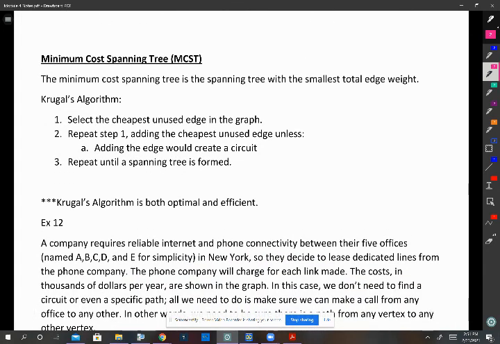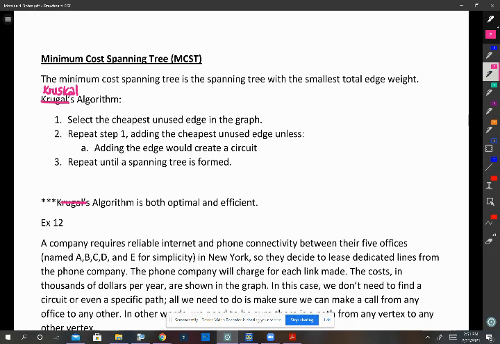I think this is not supposed to be, say, Krugel. Maybe it's Krugel. I thought it was Kruskal, but I think it's Kruskal. Anyway, I should probably look that up really quick.